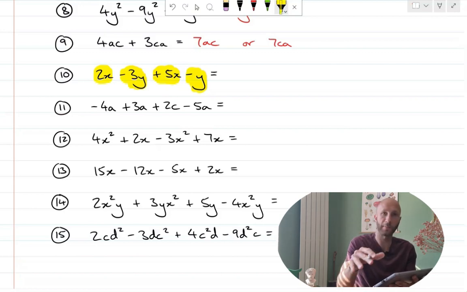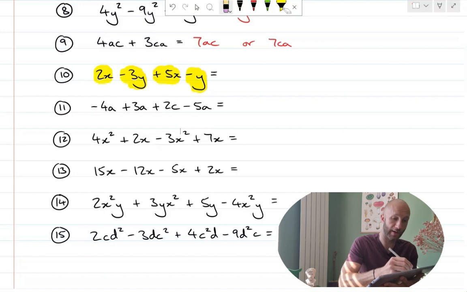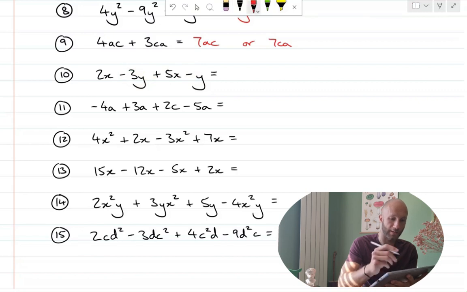A lot of the time, the difference between people who are good at maths and people who are not so good is that they pay very close attention to the signs, and that means they get the correct answers. That's a big thing that happens, and I see a lot of it. People don't pay attention to the signs.